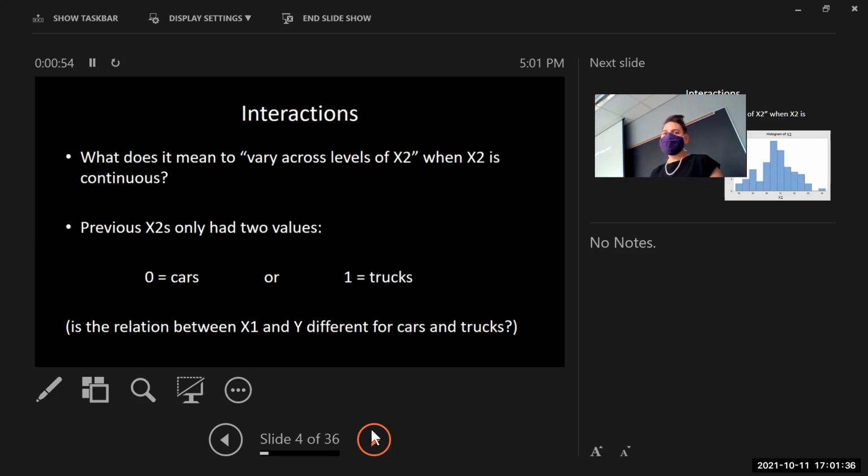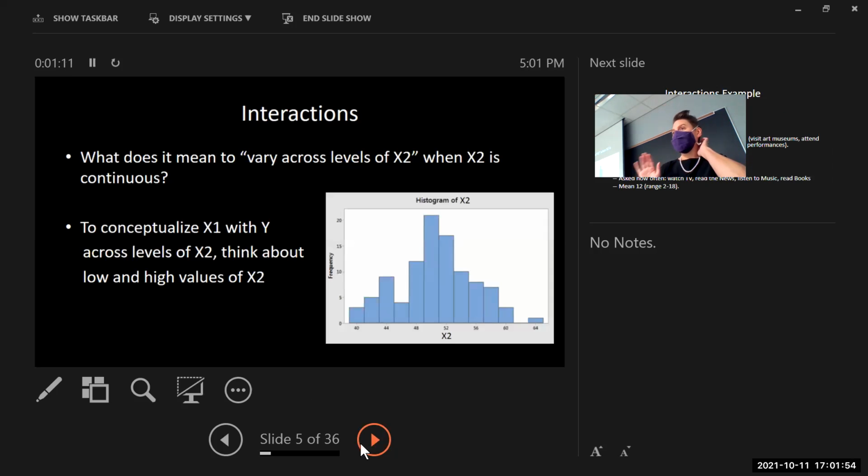So what does it mean to vary across levels of x2 if x2 is continuous? It made a little bit more sense when I was saying cars or trucks, because we can ask, is the relation of x1 with y different for cars than it is for trucks? So here's an example. I'm going to dive straight into an example here in a second.